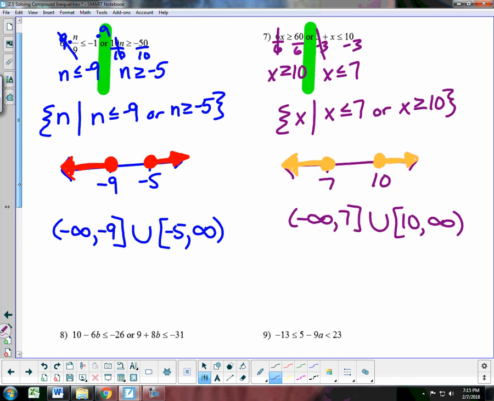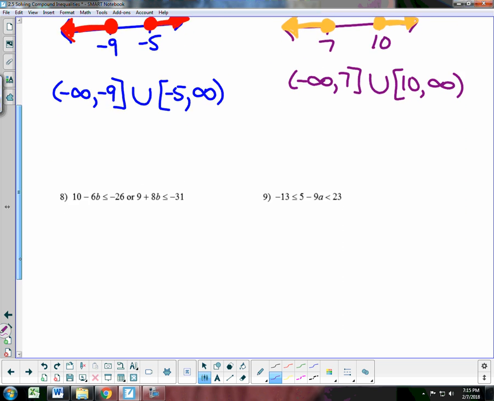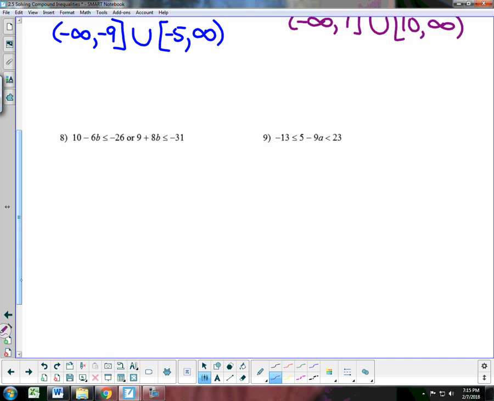All right, a couple more examples here. Number 8 is another OR, so I'm going to highlight it to really show the separation between the two. Okay, so let's focus on the left inequality first. So we're trying to get b by itself. First, I'm going to subtract this 10 off. That cancels, and I have negative 6b less than or equal to, that would make now negative 36. Divide both sides by negative 6.